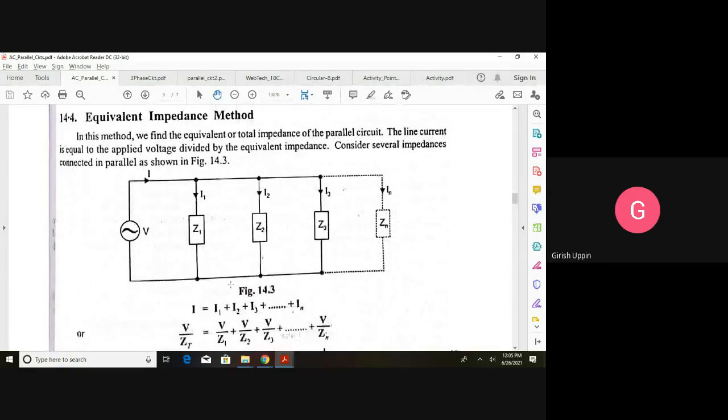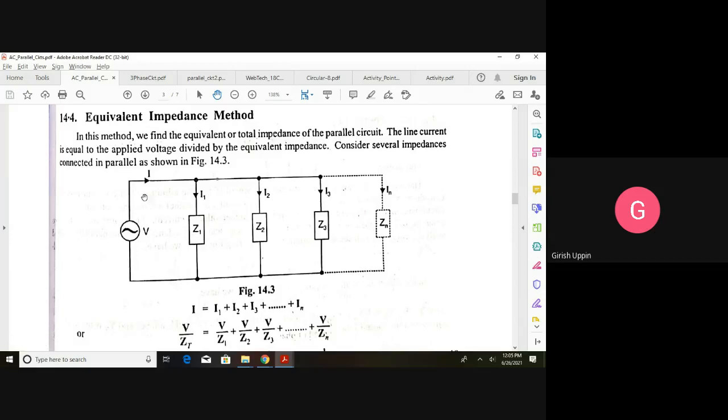The equivalent impedance method, you remember from the parallel circuit. Suppose in a DC circuit R1, R2, R3 are connected in parallel. The effective resistance of the circuit, that is 1 upon R equivalent, is equal to 1 upon R1 plus 1 upon R2 plus 1 upon R3 and so on. So that is how I can find the equivalent resistance. The same thing can be applied here.